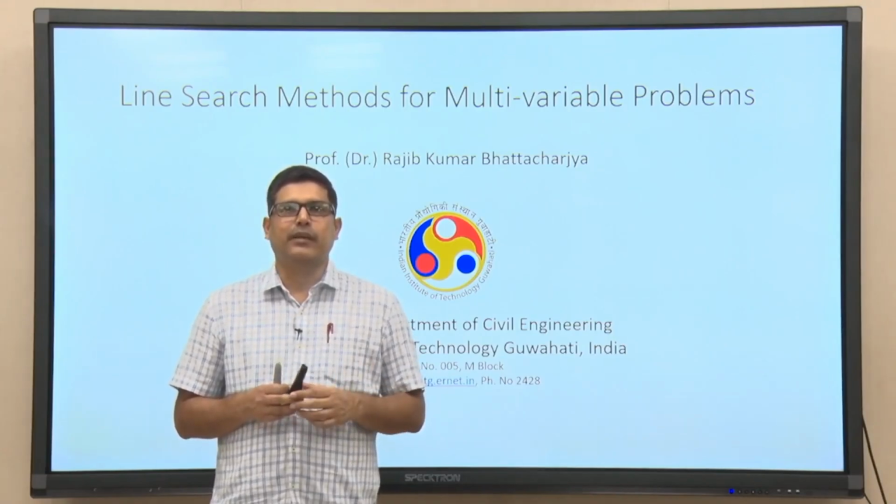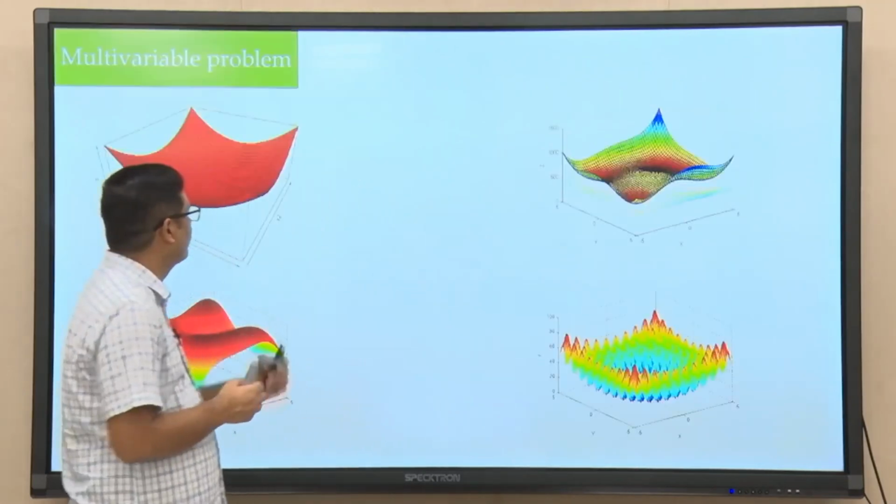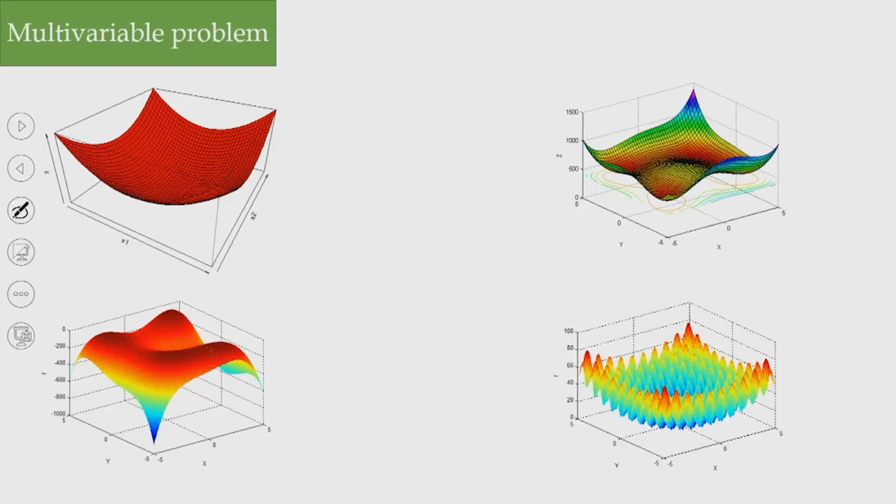Now, in today's class we will discuss multivariable functions. We will see how you can search for the optimal point of a multivariable function. Here I have shown you two variable functions. If I say this is function 1, this is a relatively easy function. There is only one optimal solution, and I can also say that this particular function is a convex function.